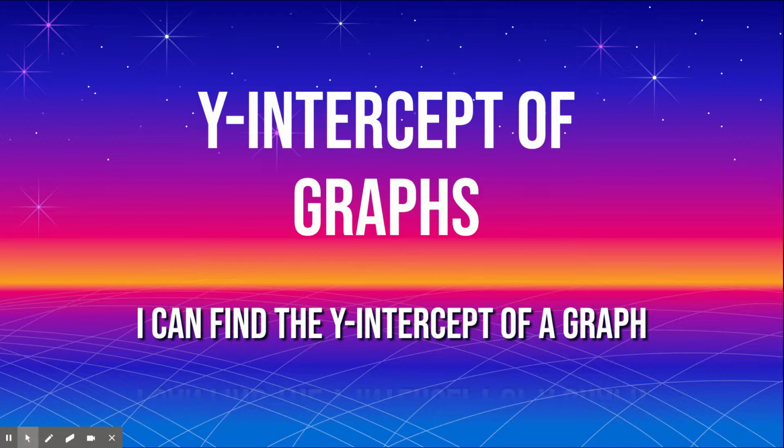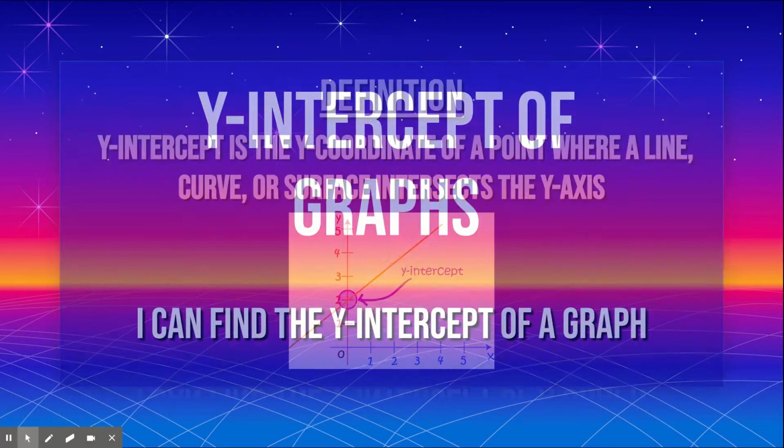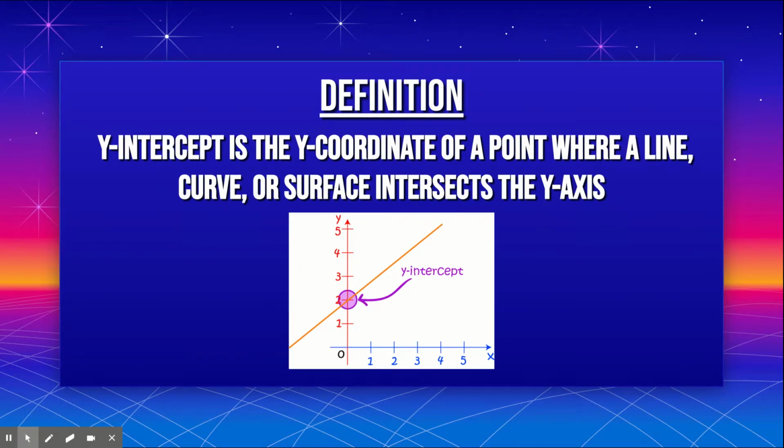Okay, so today we're going to learn about y-intercepts of graphs. Our I-can statement is I can find the y-intercept of a graph. Now, a definition of a y-intercept: it's the y-coordinate of a point where a line, curve, or surface intersects the y-axis. You see how the purple dot crosses the y-axis? That's the y-intercept. Fancy definition, but the actual concept is easy. Where it crosses the y-axis, in this case the red y-axis, that's our y-intercept, and that's what we're focused on.